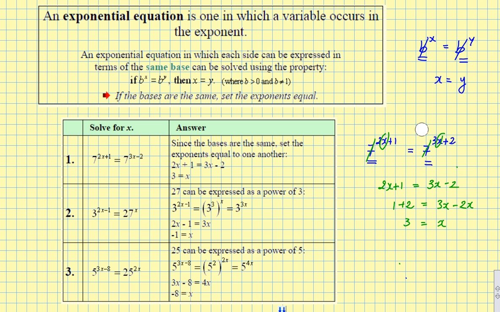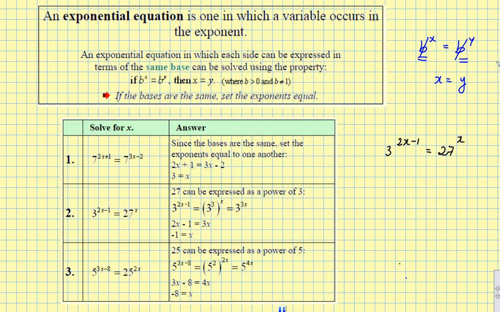Taking a look at the next example, we could say that 3 to the power of 2x minus 1 is equal to 27 raised to the power of x. Now, these don't apparently look identical, in that I have a base 3 on one side and a base 27 on the right-hand side.